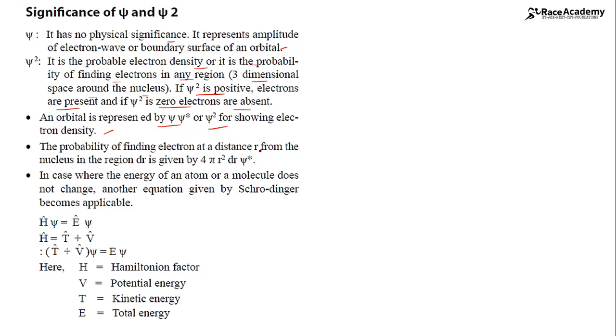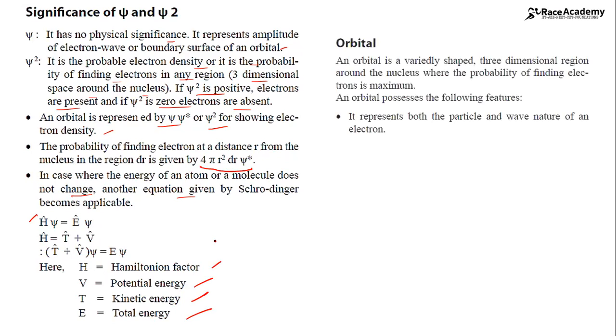The probability of finding the electron at a distance r from the nucleus in the region dr is given by 4 pi r square dr psi star psi. In this case, the energy of an atom or molecule does not change. Another equation is given by H cap psi equals E psi, where H cap equals T cap plus V cap. T cap plus V cap psi becomes E into psi, where T is kinetic energy, V is the potential energy, E is the total energy, and H is the Hamiltonian operator.